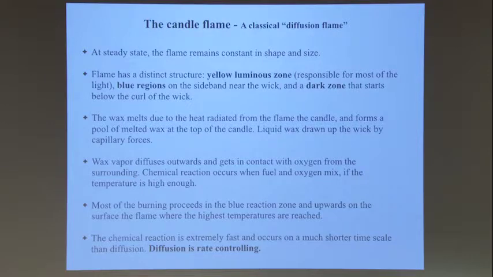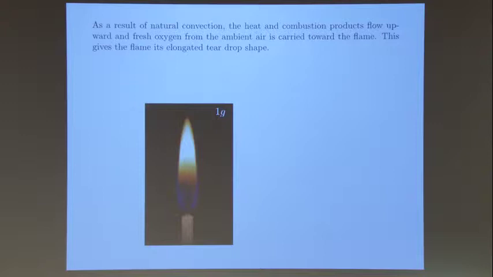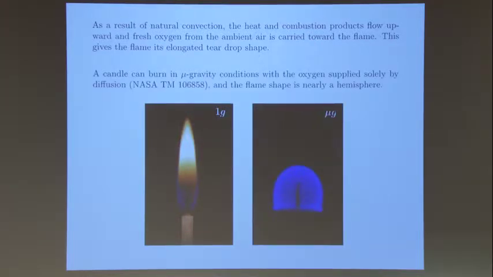I made all kinds of comments about the diffusion flame, some of which I already mentioned. The key thing is that the rate of burning is controlled by diffusion, and that's why we call it, in fact, diffusion flame. As I am showing here, natural convection is responsible for this elongated shape. If you are doing this experiment in low gravity, then you will get a very spherical flame, which is very blue, just because diffusion is more or less radial.